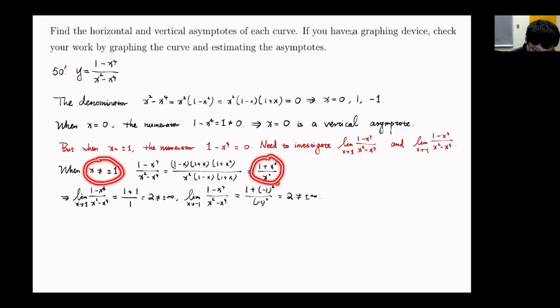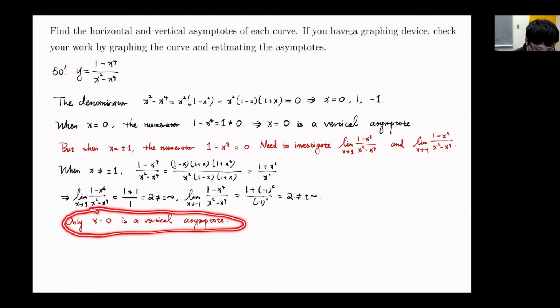This equality is valid when x is not plus or minus 1. In particular, it's valid when x gets close to 1 and negative 1. So we can conclude that the limit of my original fraction is simply 1 plus 1 divided by 1, which equals 2, and this is not plus or minus infinity. Similarly, the limit at negative 1 is also equal to 2, and this is not plus or minus infinity. So our conclusion for this problem is that only x equals 0 is a vertical asymptote.